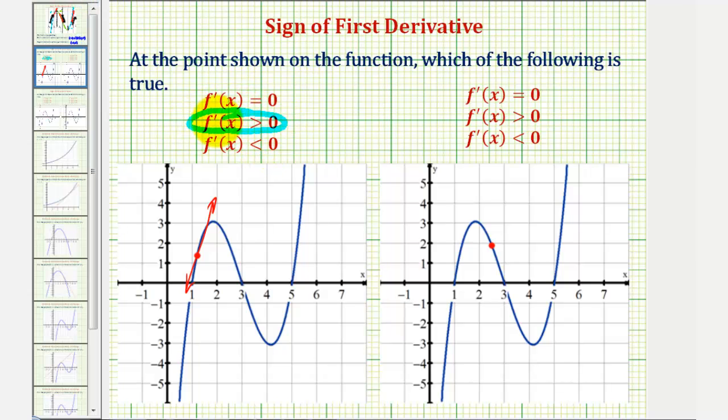Also notice that over this interval here, the function is increasing until it reaches this high point, and therefore the function is increasing over this interval, and therefore the first derivative would be positive over this entire interval as well.